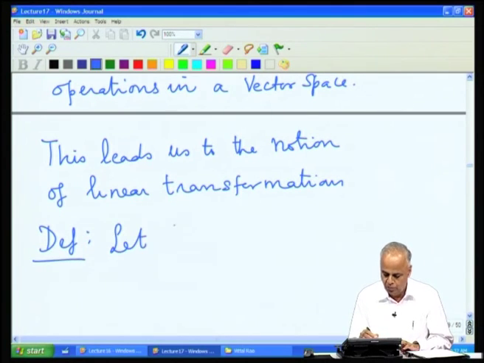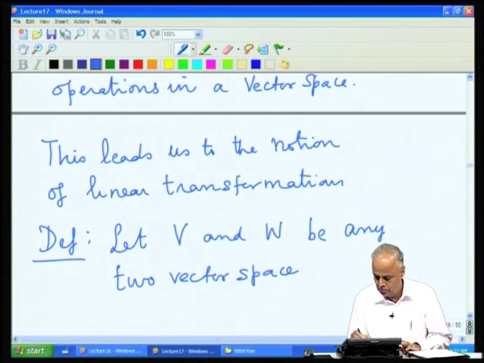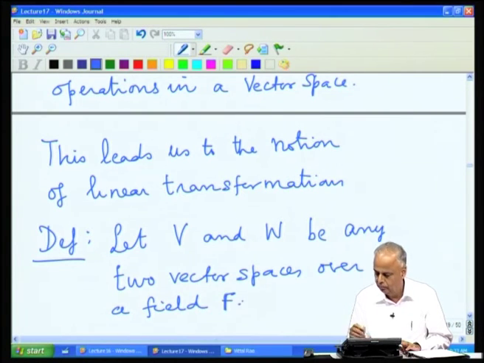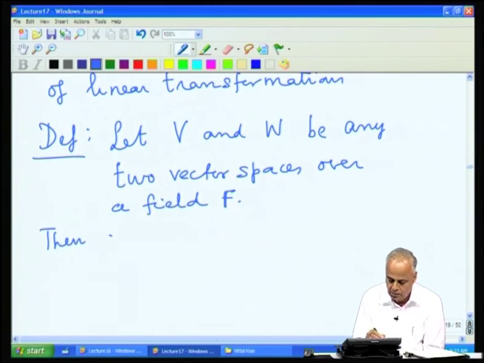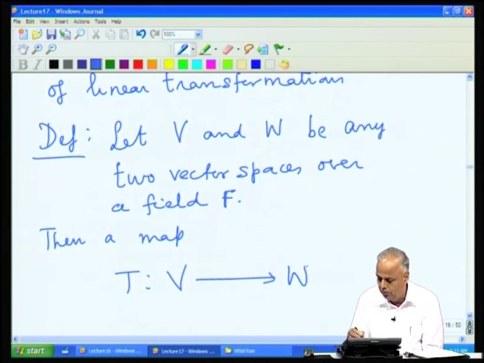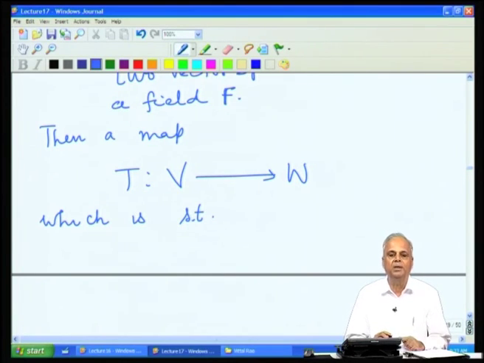Let V and W be any two vector spaces over the same field F. Then a map, a function T from V to W, which is such that it preserves addition and scalar multiplication.